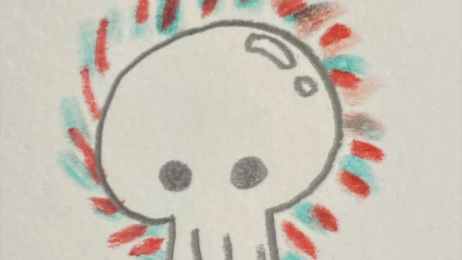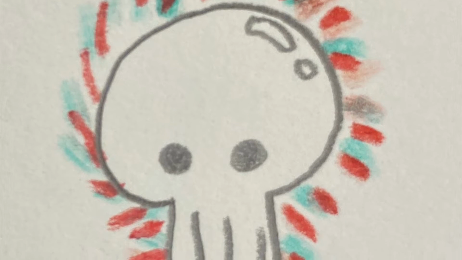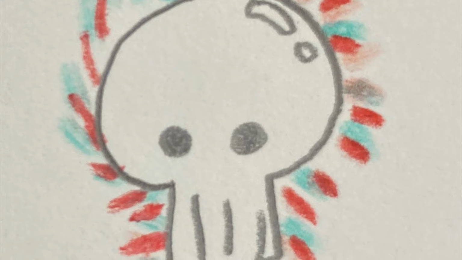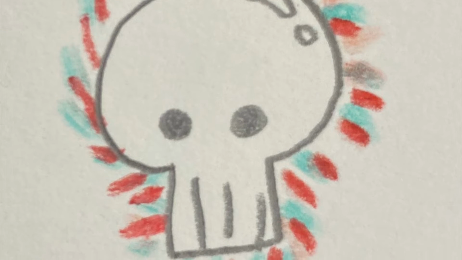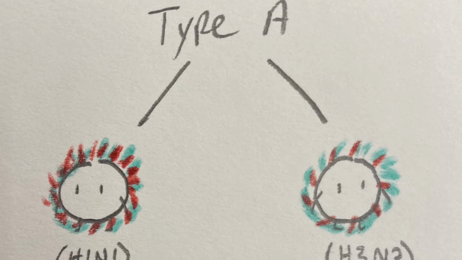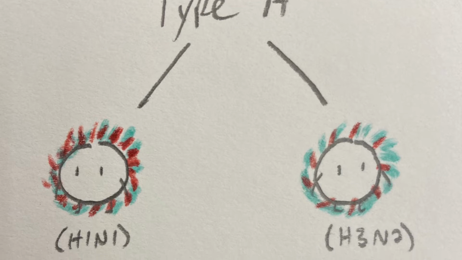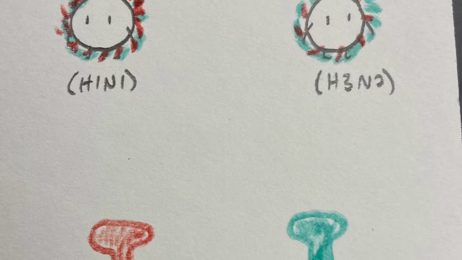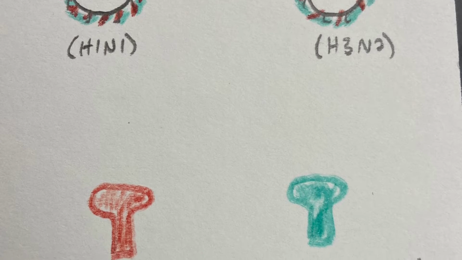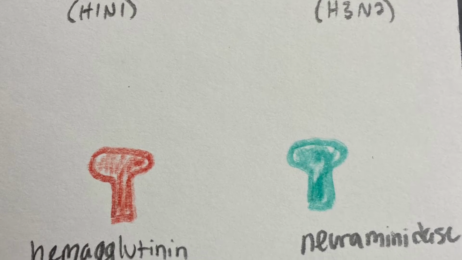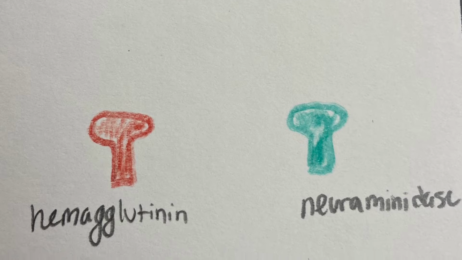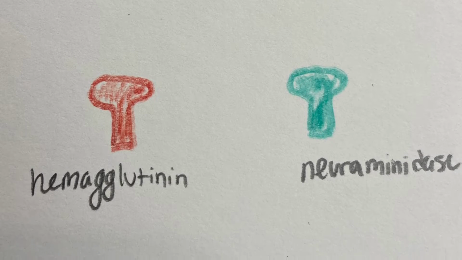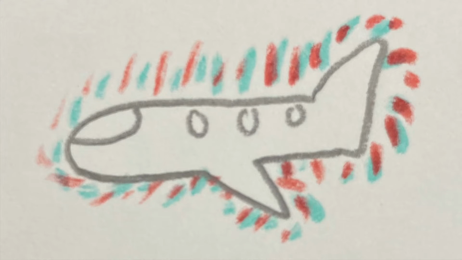Type A viruses are the only known types of influenza that can cause flu pandemics, so she goes big or goes home. Type A is also divided into subtypes, like the A, H1N1, and A, H3N2 strains. The subtypes are determined by surface proteins called hemagglutinin and neuraminidase, which impact virus infectivity, transmissibility, pathogenicity, host specificity, and major antigenicity.